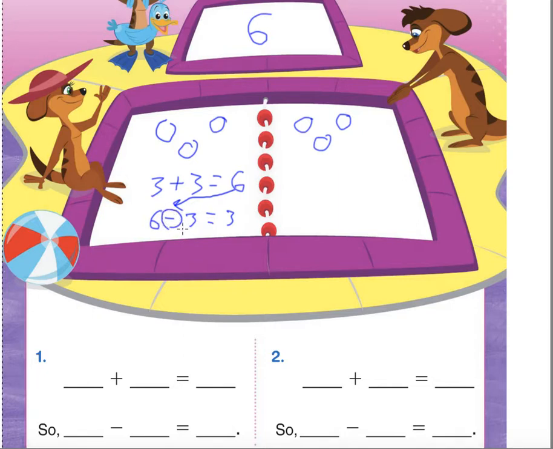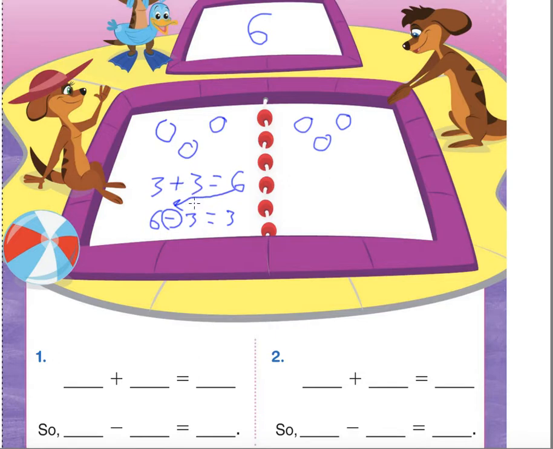And when we do this, it is called a related fact. A related fact just means the numbers that you use in an addition sentence, you can use those same numbers in a subtraction sentence. They work together to help you find answers. Okay? That's all it is. So whatever you use in an addition sentence, you can use in a subtraction sentence, and vice versa, which means if there's a subtraction sentence, then you can use those same numbers to make an addition sentence.